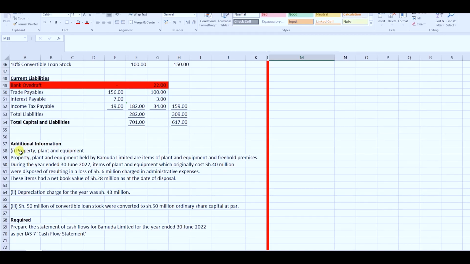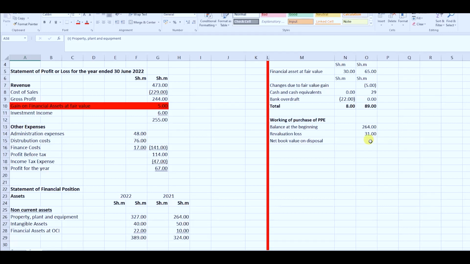Property, plant and equipment. This is information that relates to PPE, held by Bermuda Limited: items of property and equipment and freehold premises. During the year ended 30th June 2022, items of plant and equipment which originally cost 40 million were disposed of, resulting in a loss of 6 million charged in administrative expenses. These items had a net book value of 28 million. So this is the 28 million that we're going to use over here. We're going to use it as a negative value.